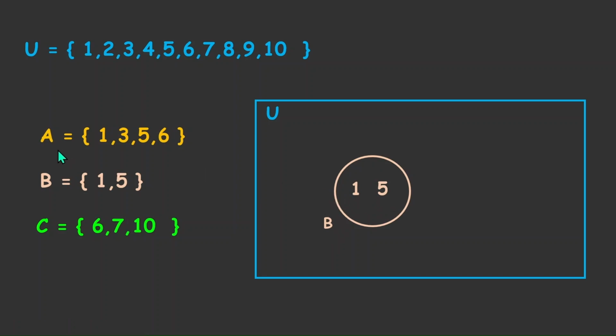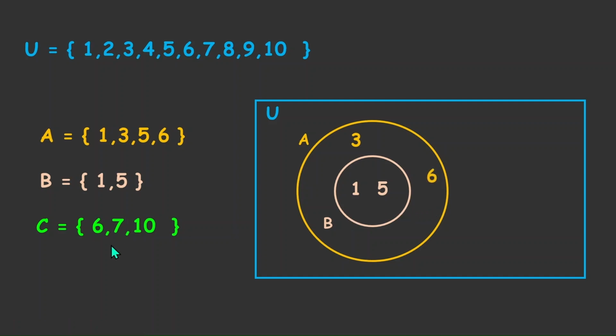And then let's try to make A. For A, we see that it also contains 1 and 5, but it has two more elements, 3 and 6, which are not part of B. But the elements of B are completely part of A. So we'll make the set A as this, which completely contains the set B because both the elements of set B, 1 and 5, are contained in the set A. And also it has two other elements that are not part of B. So we have 3 here and 6 here.